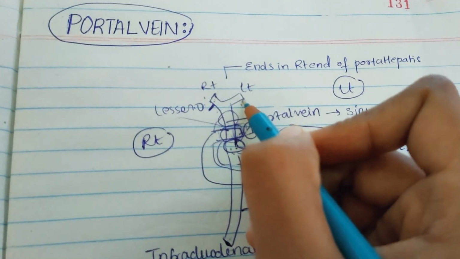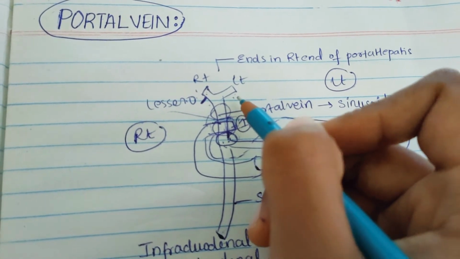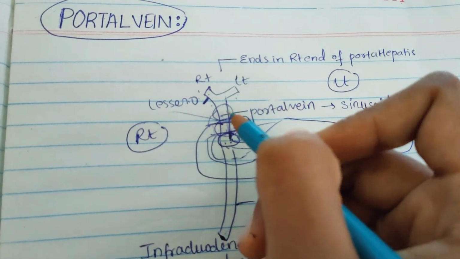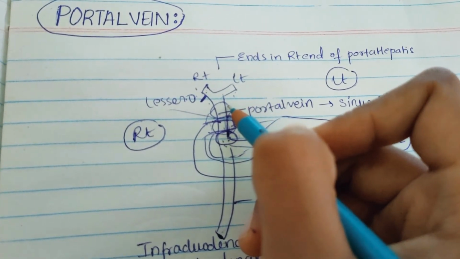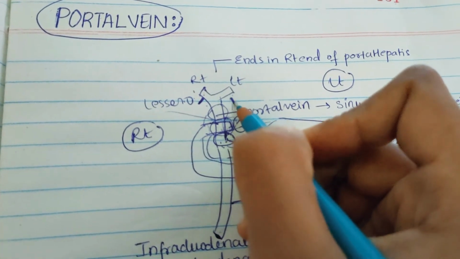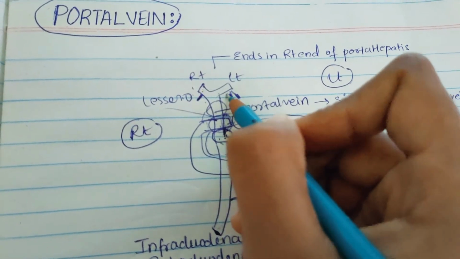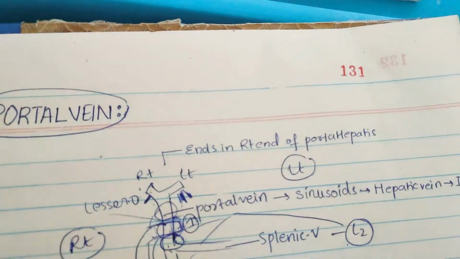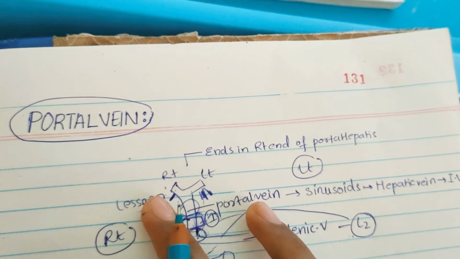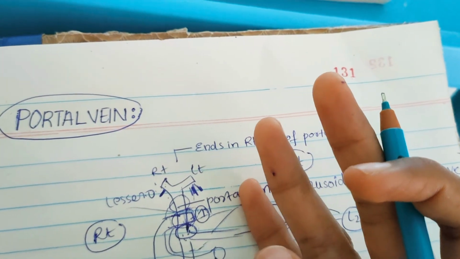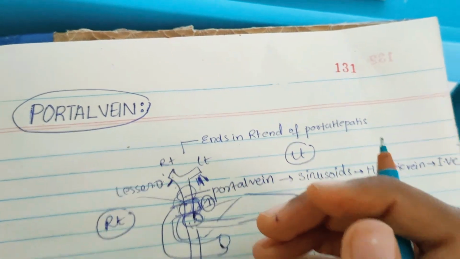Now coming to the left branch, this is longer and narrower, and it traverses the porta hepatis from its right end to left end, and it furnishes branches to the caudate and quadrate lobes. Just before entering the left lobe of liver, it receives the para-umbilical veins. It also receives the ligamentum teres and ligamentum venosum. So on the right side it receives only the short cystic vein, whereas on the left side it will receive the ligamentum teres, ligamentum venosum, and also the para-umbilical vein.